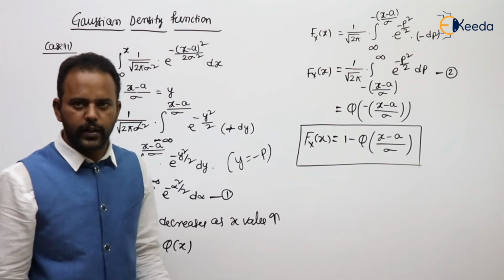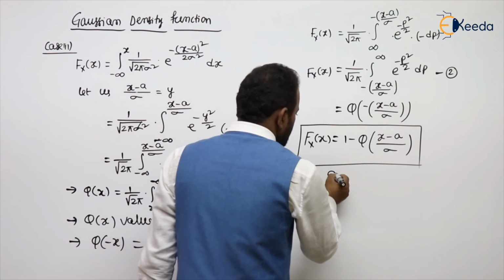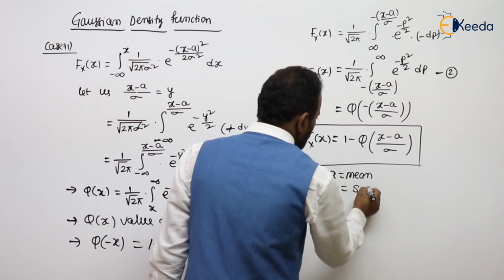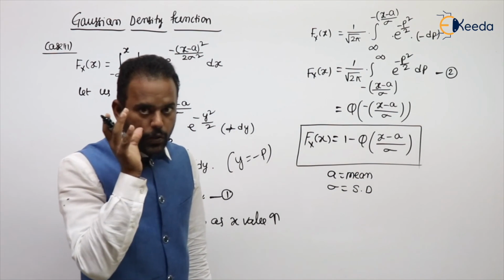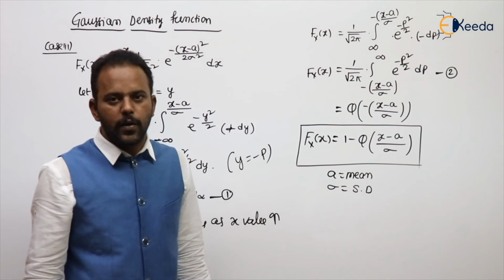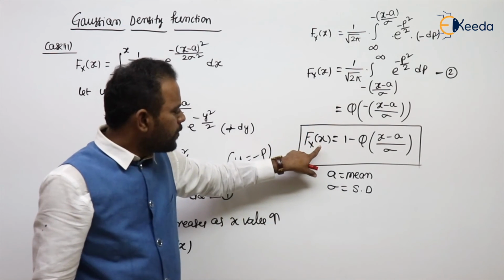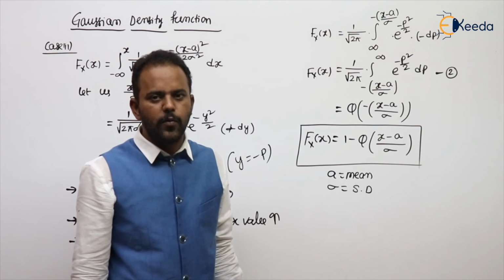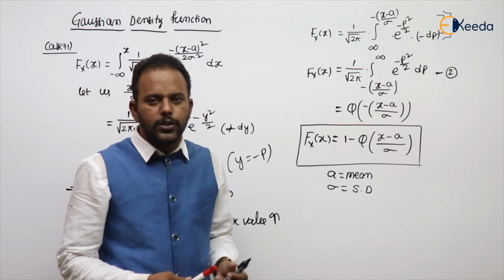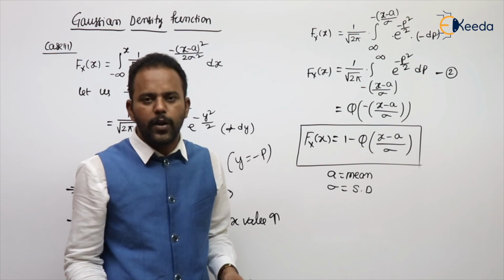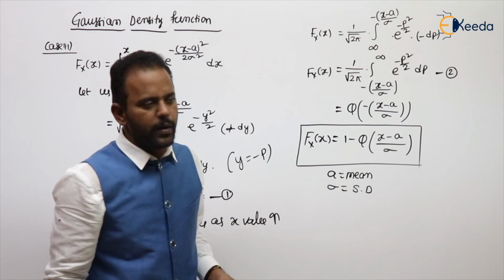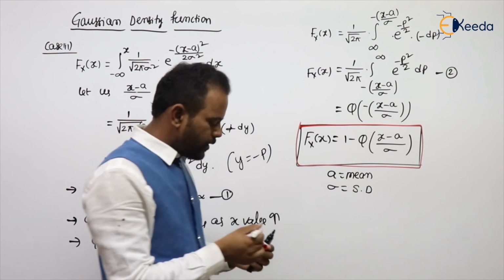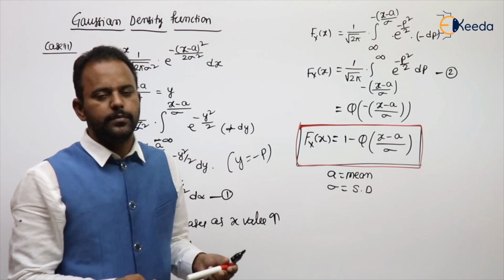Of course, here what is a called, student? a is called the mean value, sigma is called the standard deviation. So for any value of x we need to calculate, we will substitute here, and some Q function value will come. So how will we get the Q function value? The Q function value we will get from the Q function table. Clear?